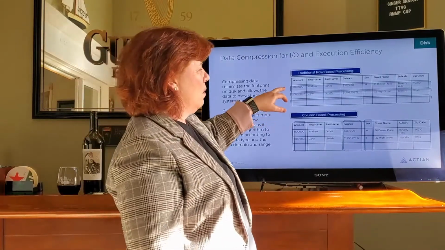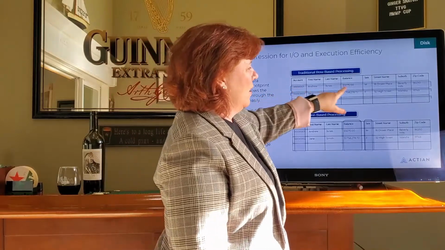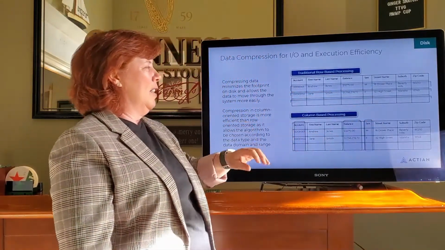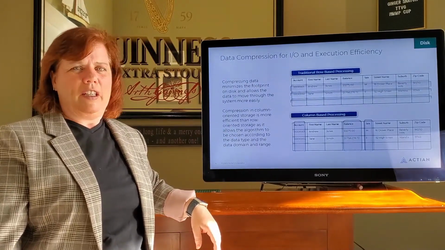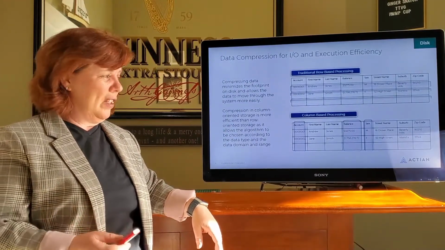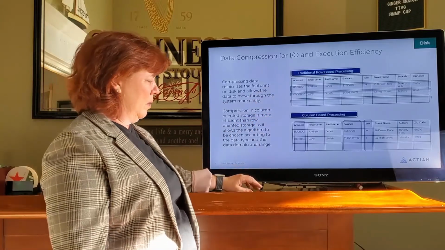In a more traditional row-based system, where we've got a mix of different types of data, it's very hard to choose an algorithm that's going to work well for all of them. So you typically wind up with a lowest common denominator there. So they're not very efficient in terms of compression.